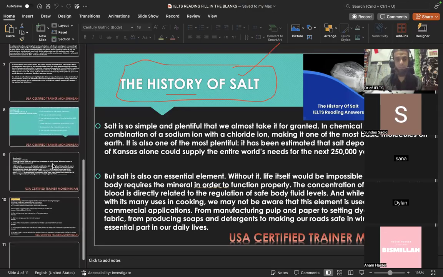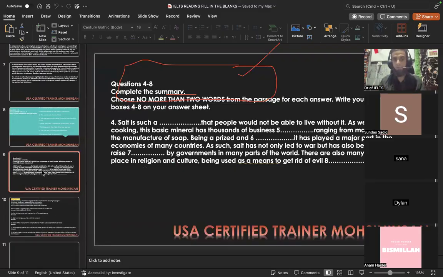Within the question section, when we read the first question, we have to do two things, within true false and fill in the blanks and other kinds of questions as well. What are those two things? Understanding the question and underlining the keywords, only these two things. Just read the first question, not all, and fill in the blanks. Till this full stop, for example: Salt is such a blank that people would not be able to live without it.